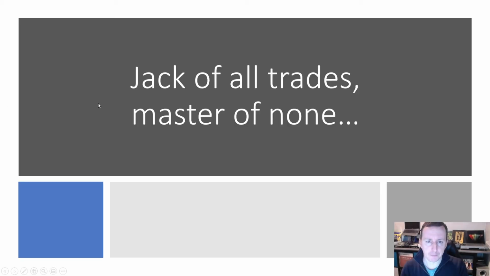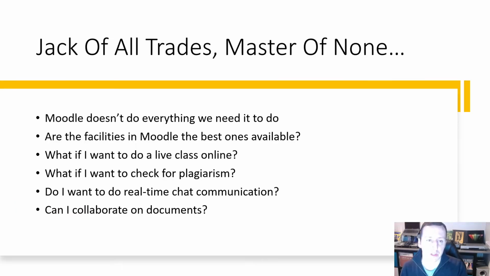So we know that our learning management systems are jacks of all trades, but sometimes they're not the master of any particular task. There's better alternatives out there for particular things you're looking to do. So Moodle doesn't always do everything we need it to do in WIT. Are the facilities available in Moodle the best ones possible? Are they the newest, greatest technology in their area? Not always. What if I want to do a live class online? Well, I'll probably need Zoom. What if I want to check for plagiarism? I'll probably need Turnitin or Urkund.